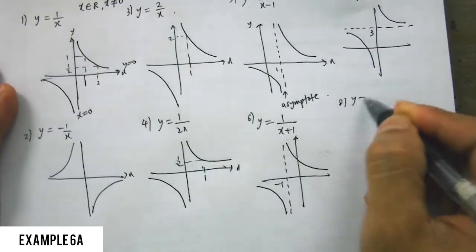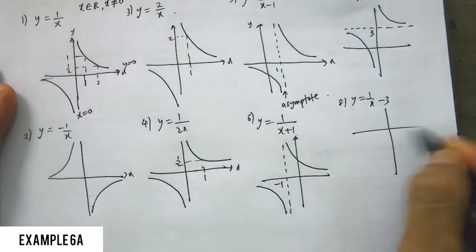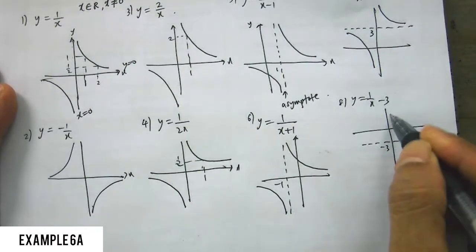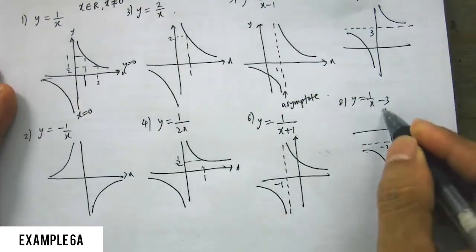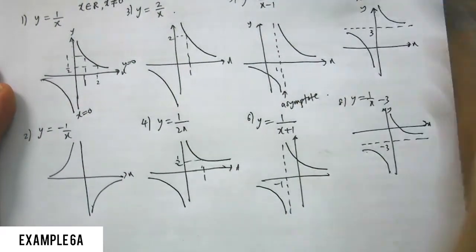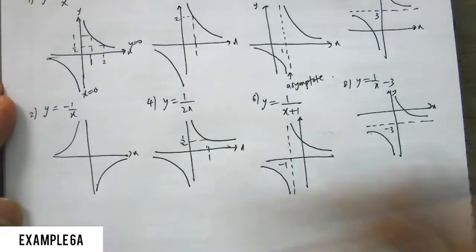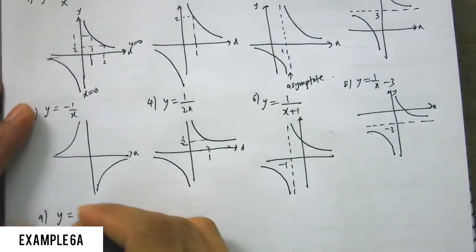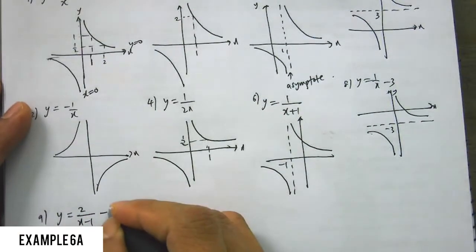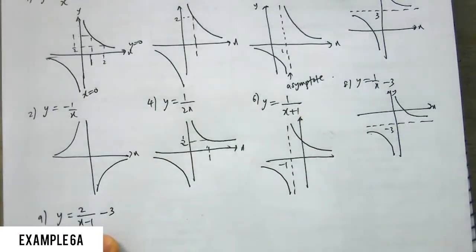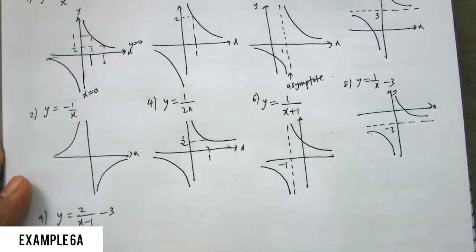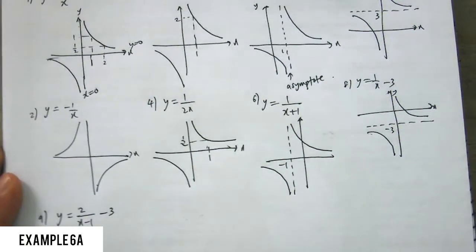Number 8, if I give you 1 over x minus 3, now you shift down by 3. So this is negative 3, top right, bottom left. Okay, so that is number 8. I'll show you one more example, number 9. What if I give you, for example, 2 over x minus 1, minus 3? How do we do this? Shift to the right by 1 and then shift down by 3. So you draw this dotted line, shift to the right by 1, shift down by 3, top right, bottom left.